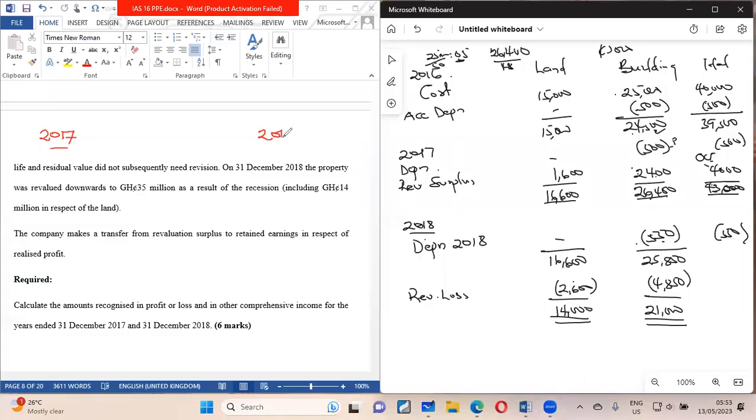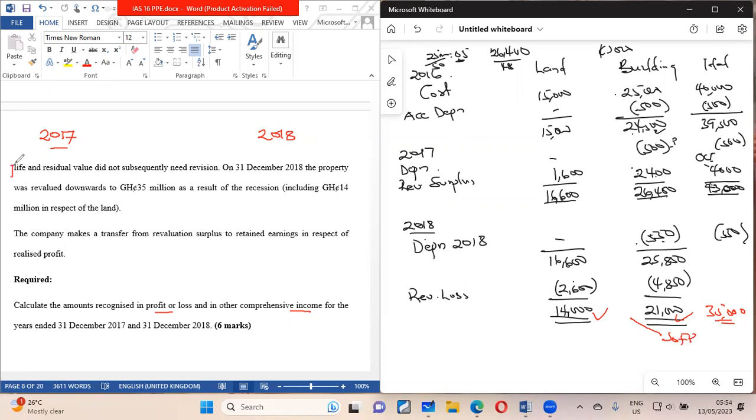Let's use here for 2018. So we are taking the figures that will be going to P&L and other comprehensive income. They didn't even ask us to take what goes to the SOFP, but we all know that these are the SOFP figures. When you combine, I think it's 35,000. Those ones will go to SOFP. Now they want the one that will go to P&L.